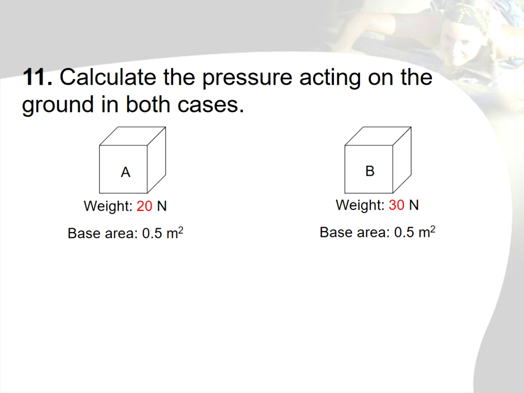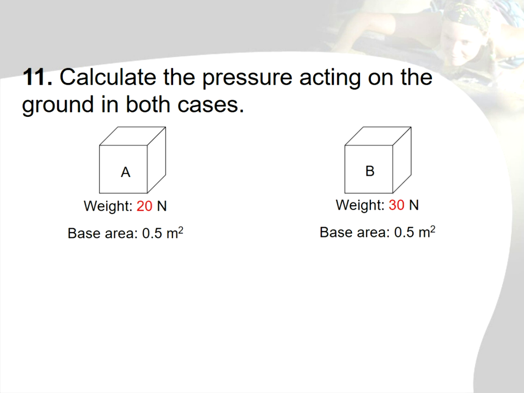But what can you tell me about the weight? Which one is heavier, A or B? B is heavier. What about the base area? Are they the same? Yeah, they're the same. Using your own layman knowledge, pretend you never studied physics at all. One of these boxes is going to be placed on your hand. Which one exerts more pressure?